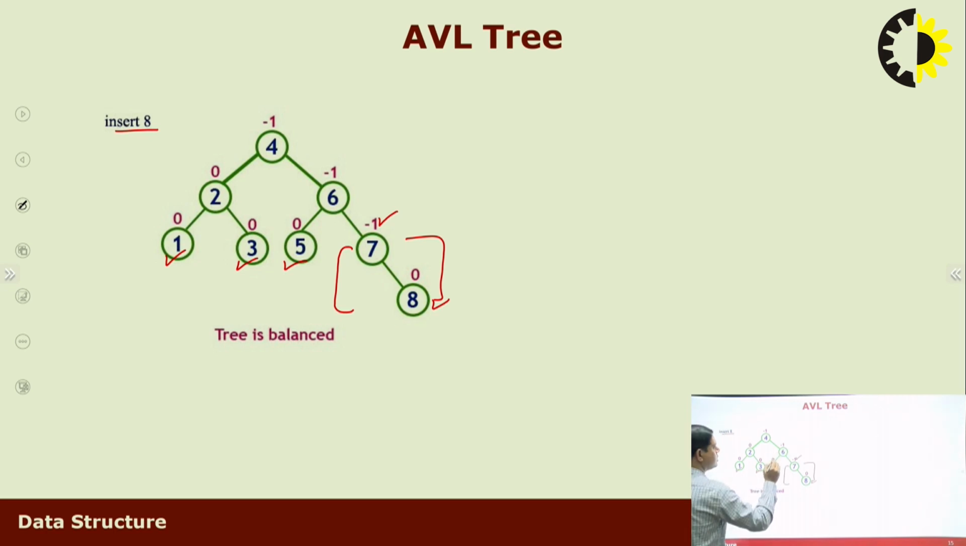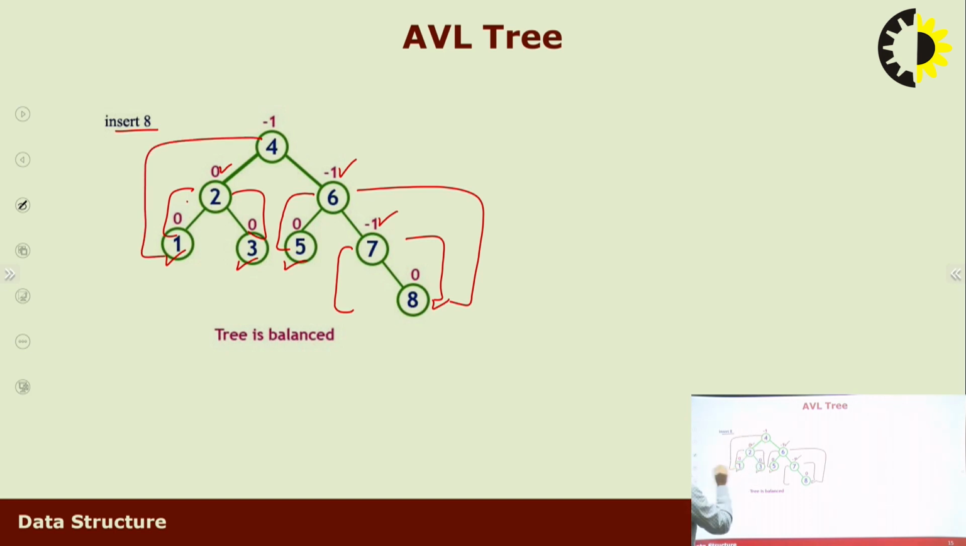If we are calculating at 6, height of left subtree is 1. Height of right subtree is 2. 1 minus 2, that is minus 1. In the same way, we can calculate for 2. That is 1 minus 1, that is 0. If we are calculating at node 4, the height of left subtree is this one, that is 2, and for the right, that is this one. 2 minus 3, that is minus 1. We are getting everywhere 1, 0, minus 1, that is, the tree is balanced.